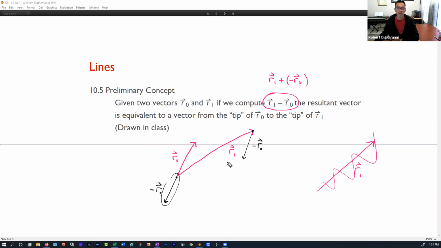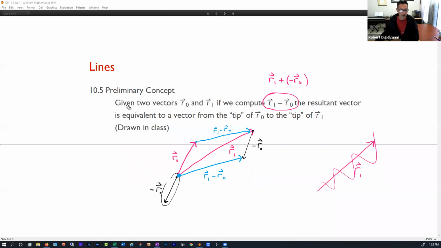Everyone see that? Now, the resulting vector is the vector that would have started here, the beginning of R1, and then go to here. This is what R1 minus R0 looks like. Y'all agree with that? Now, do you see that this vector is really just the vector here? Because remember, vectors can slide around, right? So this is really R1 minus R0.